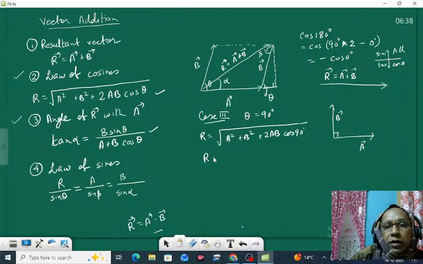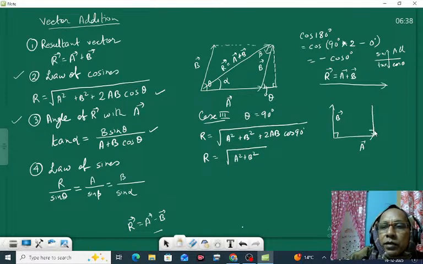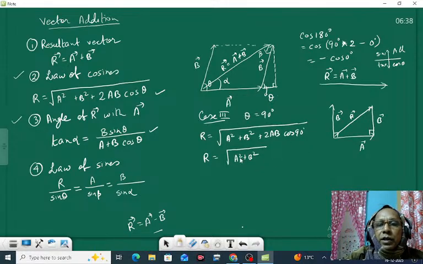Therefore, writing r equal to root over a square plus b square. You see here, if we add these two vectors, and this is again 90 degree, then this gives the resultant, this vector, r vector, right? Therefore, we are getting the vector as r equal to root over a square plus b square. This is the resultant, right? In case of 90 degree, we are getting the value r equal to root over a square plus b square, and the direction we find by tan alpha.